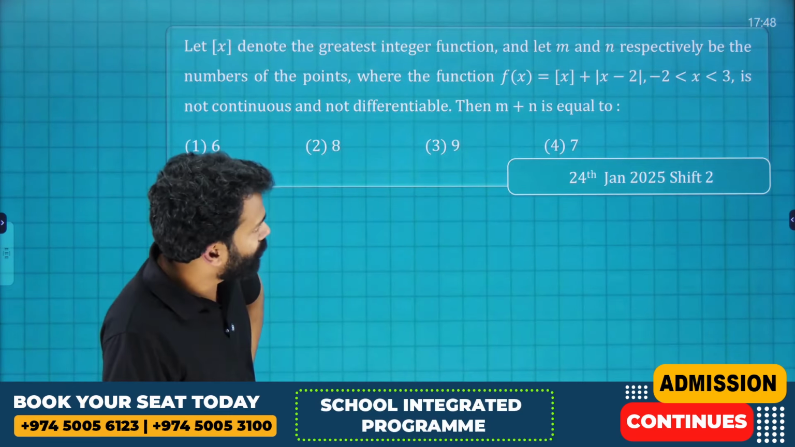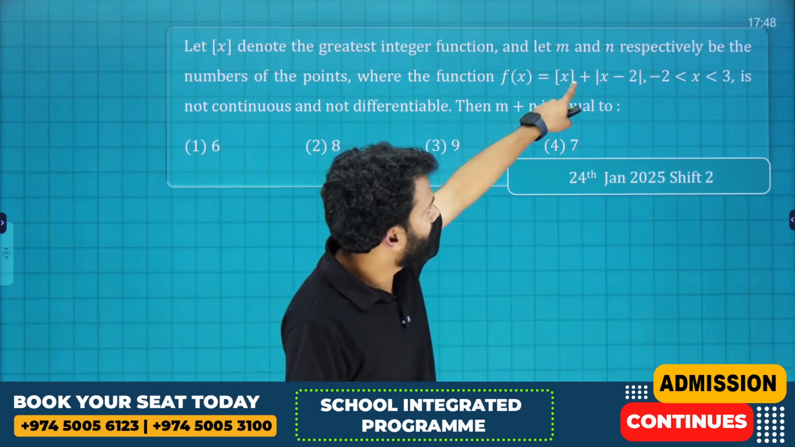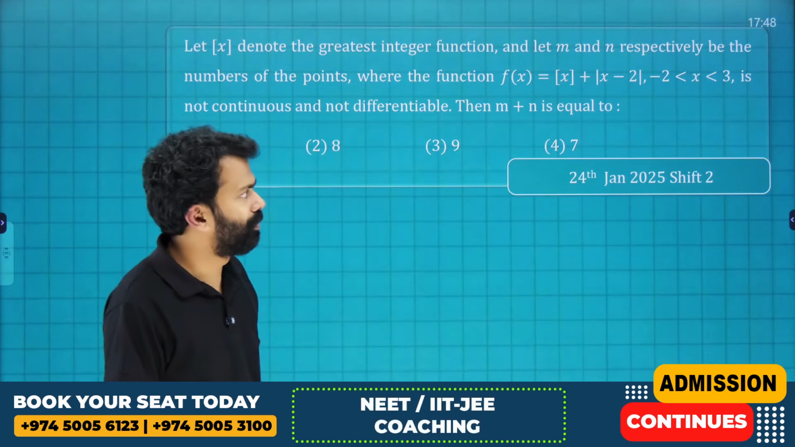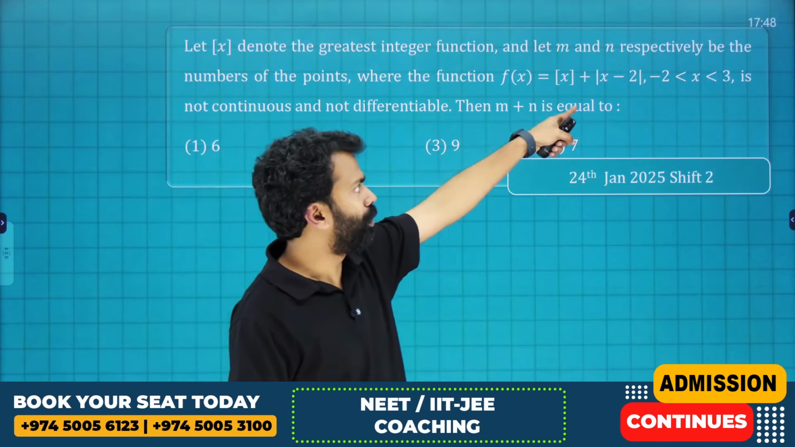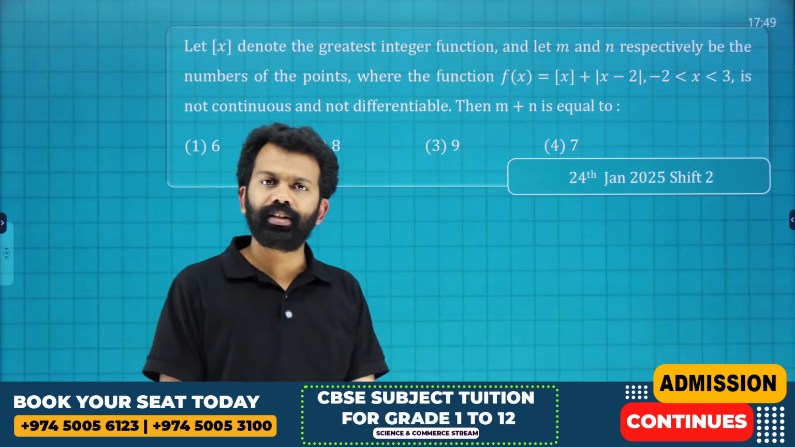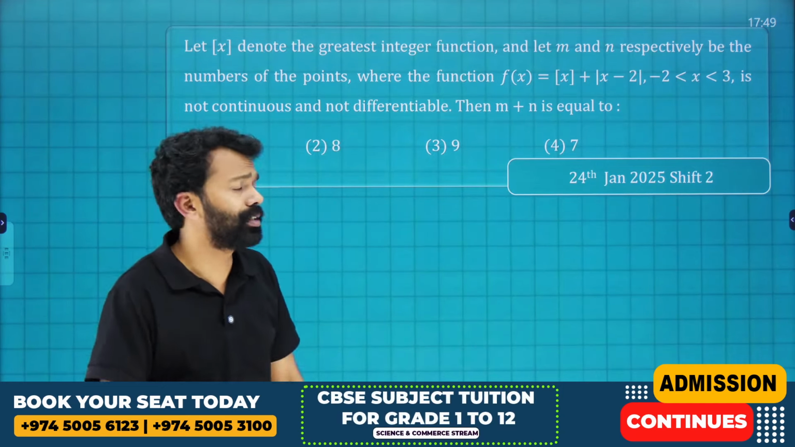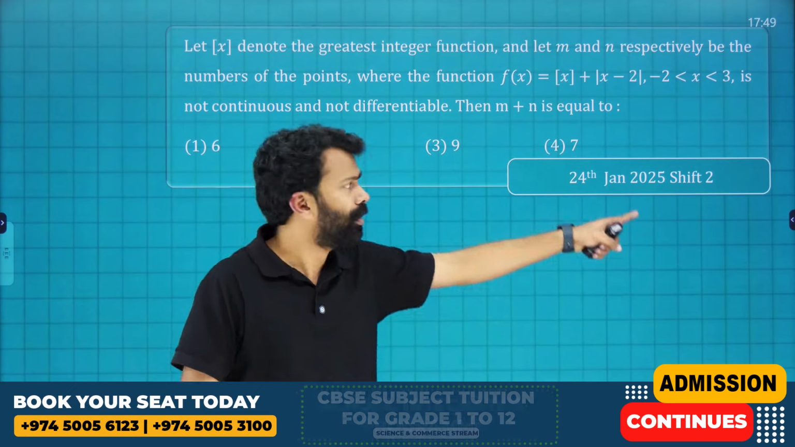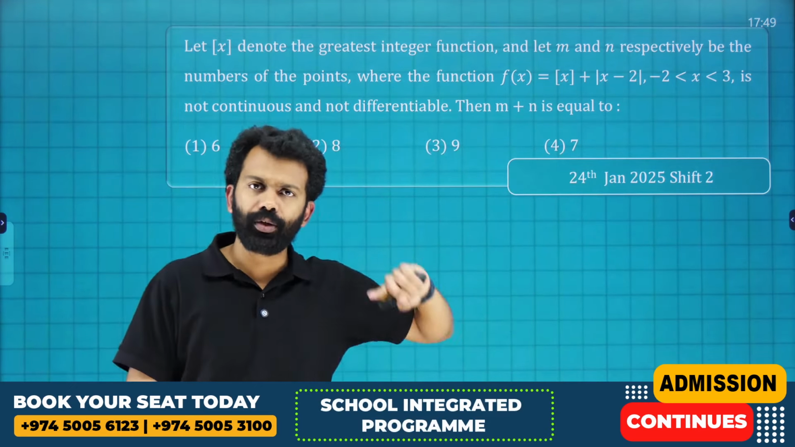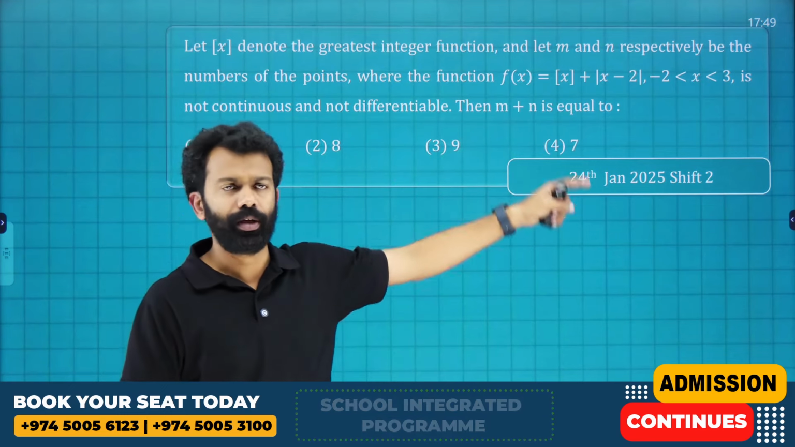See, before moving on, let's formulate this one. There is box x and there is mod x minus 2. Therefore we can formulate mod first. We know that mod x minus 2 will be positive for x greater than 2 and mod x minus 2 will be negative for x less than 2. But we don't have to consider all the numbers greater than 2. We need to consider till 3, and we don't have to consider all the numbers less than 2. That is, we need to consider up to minus 2 only.